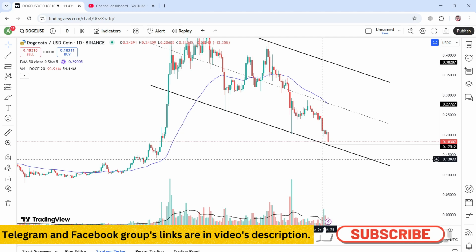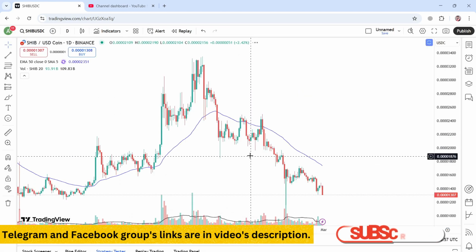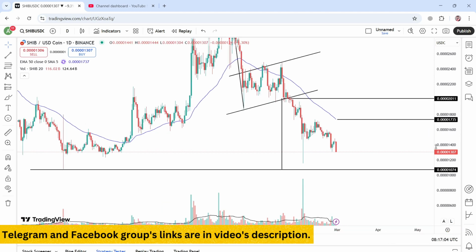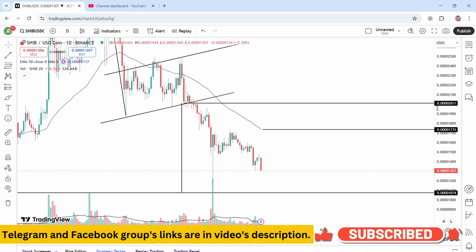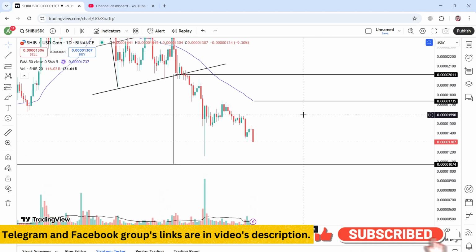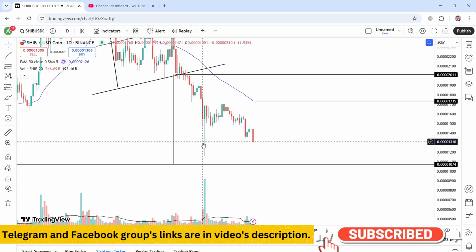The next coin is SHIB coin. If we look at SHIB against USDC on the 1 day time frame, currently it is moving in a downtrend, where it gave the breakdown of this flag formation when it gave closing below 0.00002011 in this candle. After that, it exposed the final target of 0.00001074, and that final target is almost achieved in this candle.